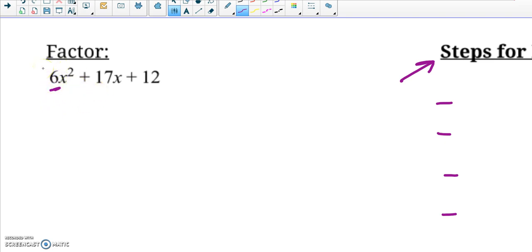Okay, so we're factoring a quadratic here where this first number is not just 1. There's actually a number in front of the x squared term. So our goal is still the same. We want to write it as two binomials. So it's going to look like this at the end.